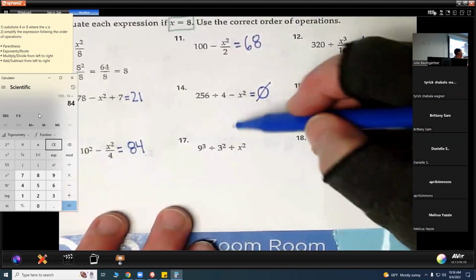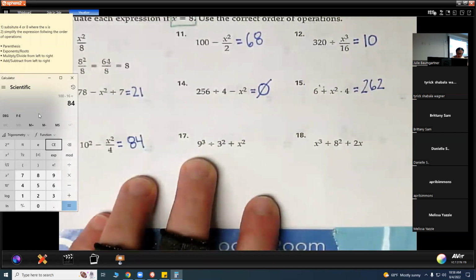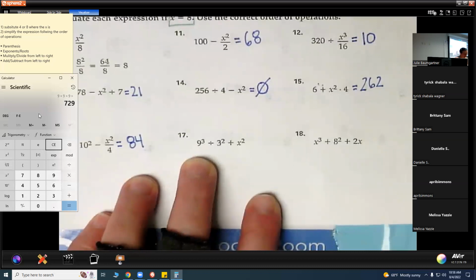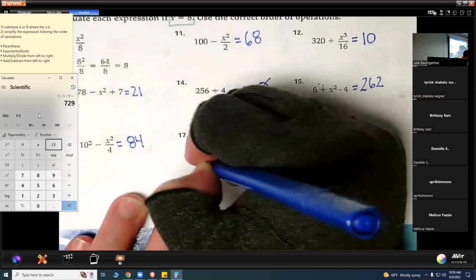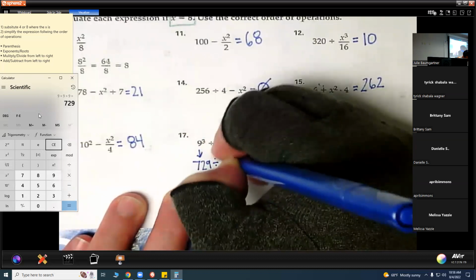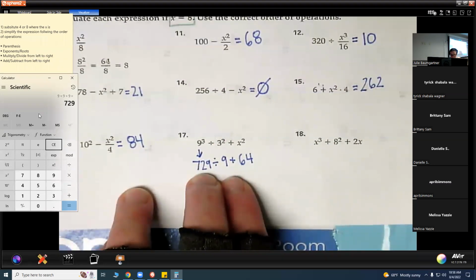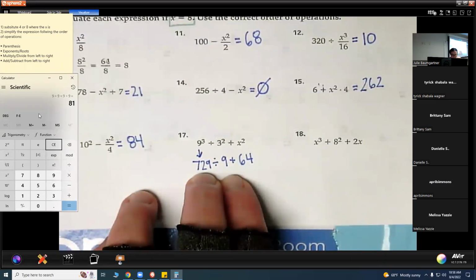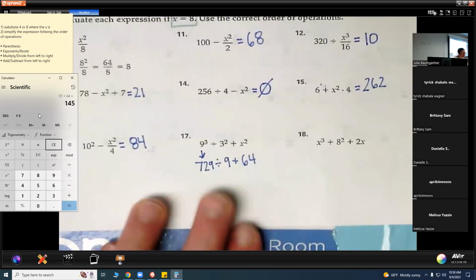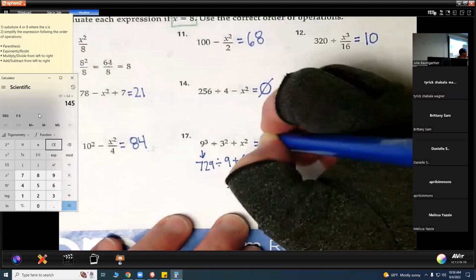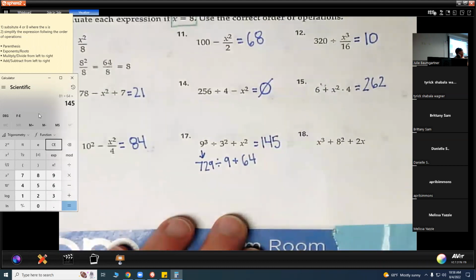Okay, all right. So 9 cubed, 9 times 9 times 9, is 729. Then 729 divided by 9 plus 64. You get 145? Cool. I know you said that and I just didn't hear it very clearly.